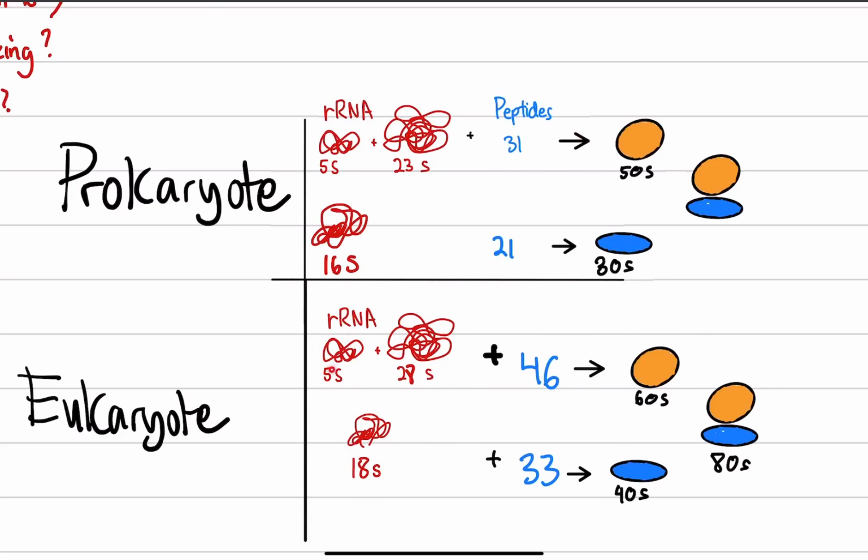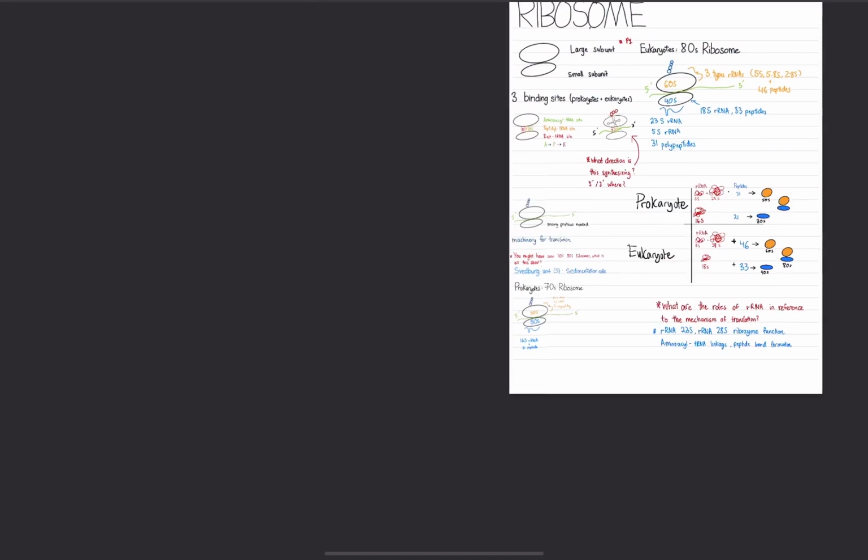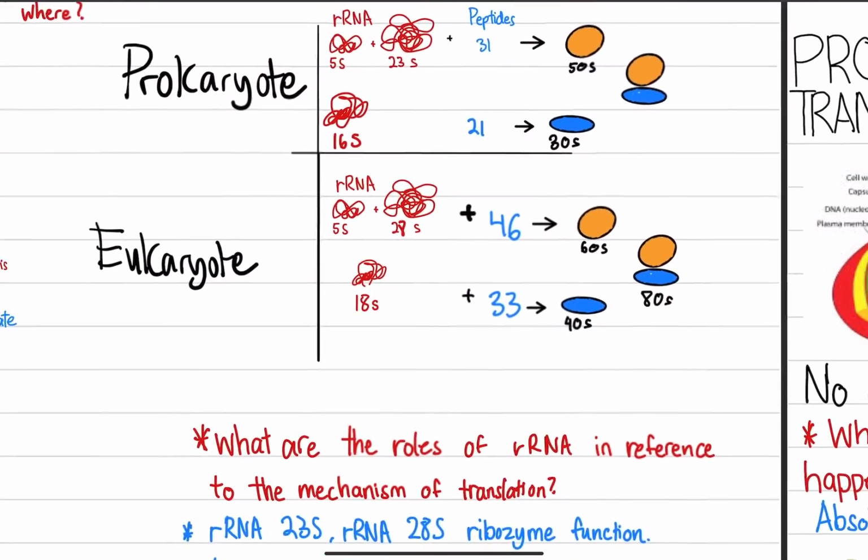If I were you, I'd just pause this and draw this down in my notebook, and I would memorize these, because later on we will understand that these different RNAs have different roles. For example, the 23S ribosomal RNA is responsible for catalytic activities, and this just gets a lot easier if you memorize it.